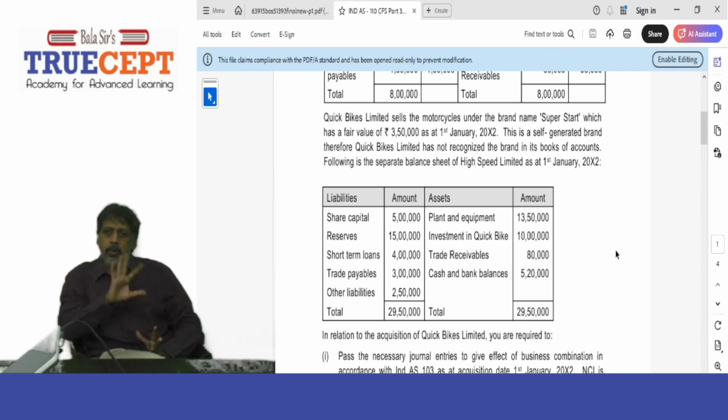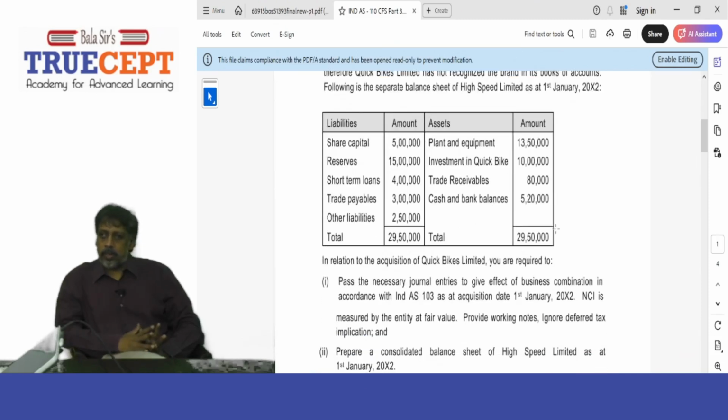In relation to the acquisition of Quick Bikes Limited, you are required to pass the journal entries to give effect to the business combination in accordance with IND AS 103, as at acquisition date, 1st January 20X2.